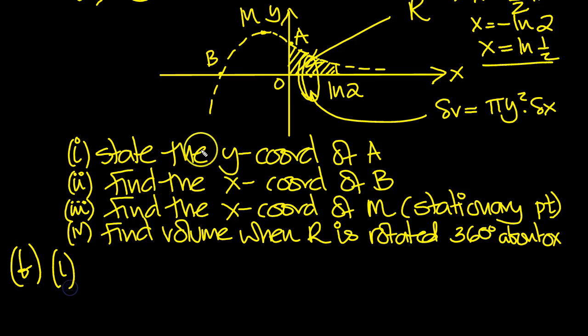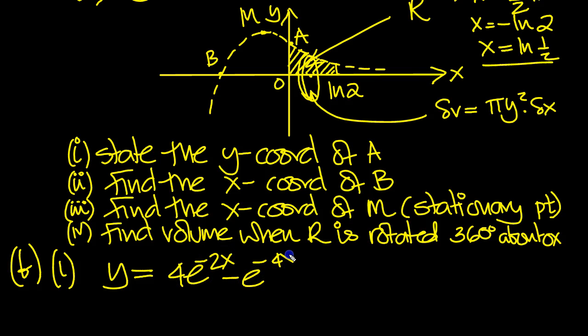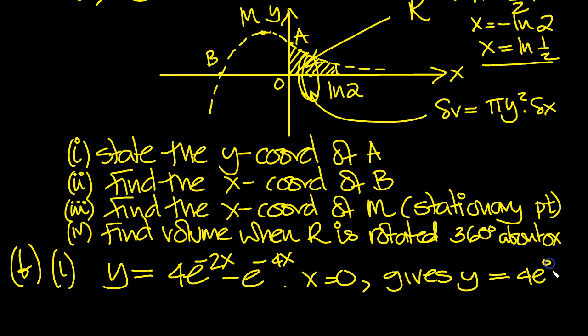Part 1. State the y-coordinate of A. So we've got y equals 4e to the minus 2x minus e to the minus 4x, wasn't it? x equals 0 then gives y is equal to 4e to the 0 minus e to the 0. 4 times 1 minus 1 is 4 minus 1, which is 3. So that's part 1. Part 2.